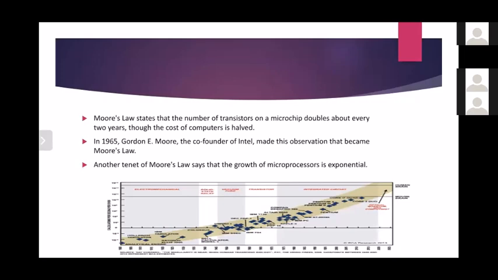Moore's law states that the number of transistors on a microchip doubles about every 2 years. The cost of computers is halved. In 1965, Gordon E. Moore, the co-founder of Intel, made this observation that became Moore's law. Another tenet of Moore's law says that the growth of microprocessors is exponential.